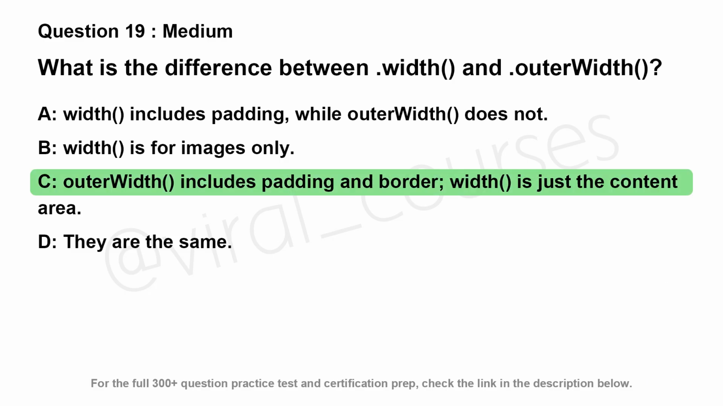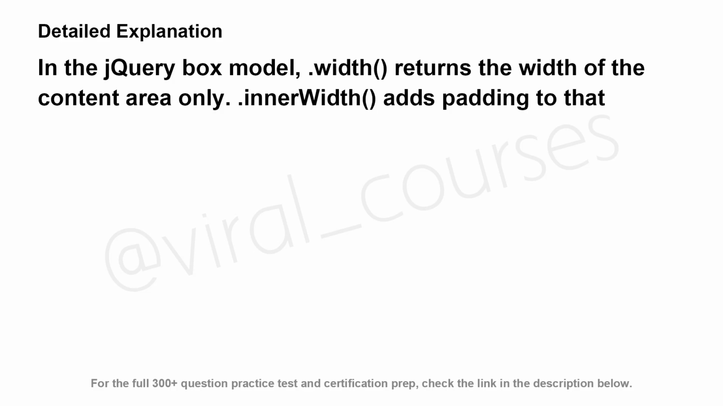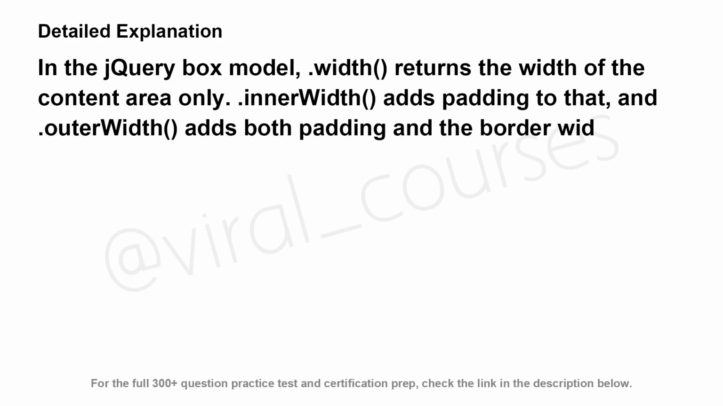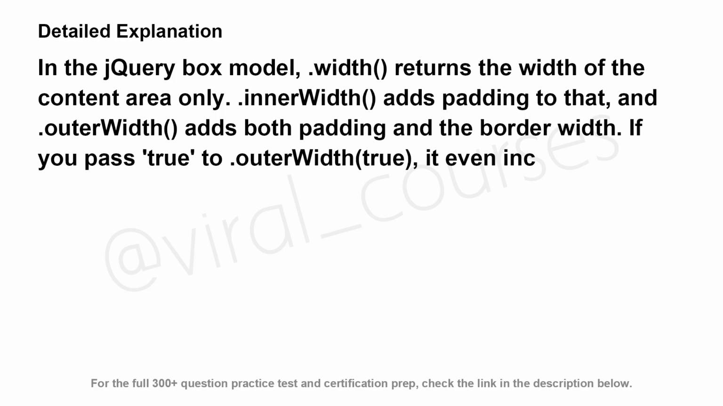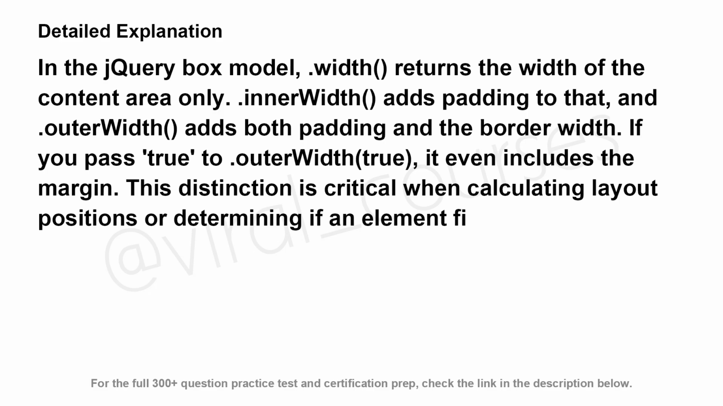The correct answer is C. In the jQuery box model, width returns the width of the content area only. Inner width adds padding to that, and outer width adds both padding and the border width. If you pass true to outer width, it even includes the margin. This distinction is critical when calculating layout positions or determining if an element fits within a container.